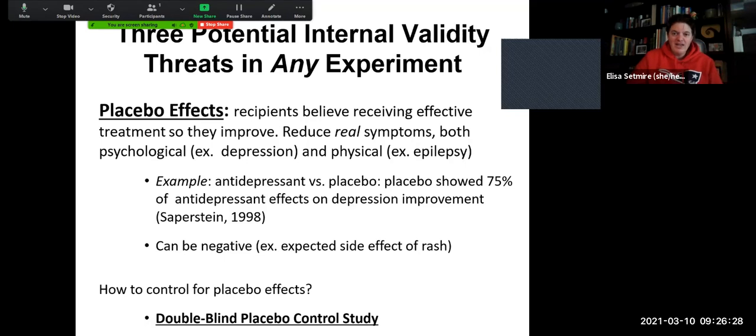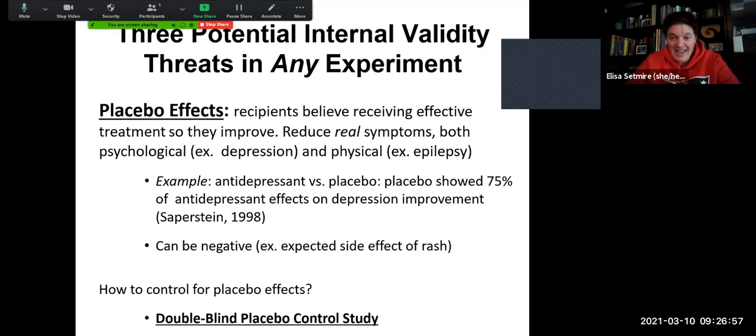So we have people in different groups. One is going to receive the actual antidepressant, one would receive a placebo, but the placebo group, right, is going to show improvement as well because they believe that they received the antidepressant. Placebos are very, very powerful. If we believe that something is going to happen, we can produce real psychological and physical changes in our system. And so that expectation can be a very powerful effect.